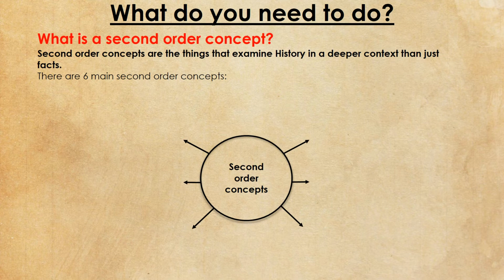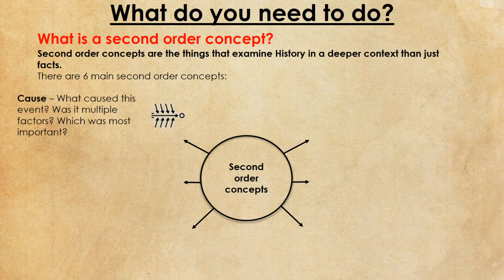So what examples have we got? Well, one of the first and the biggest second order concepts that we look at in history is what causes things, and it's to do with cause. So what caused this event? Was it multiple factors leading to one outcome? Which of those different factors was the most important in deciding that outcome?